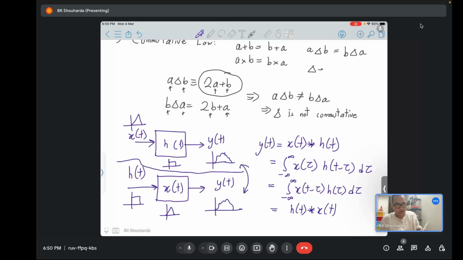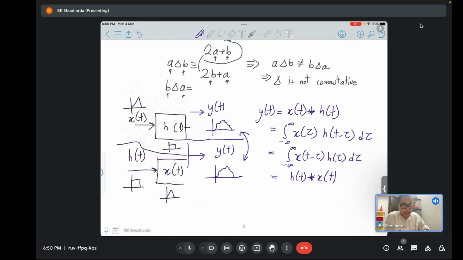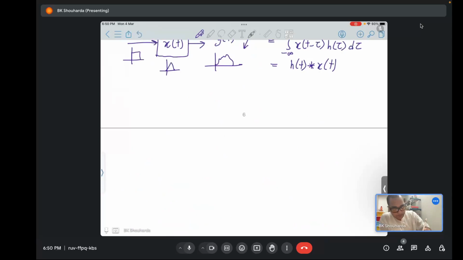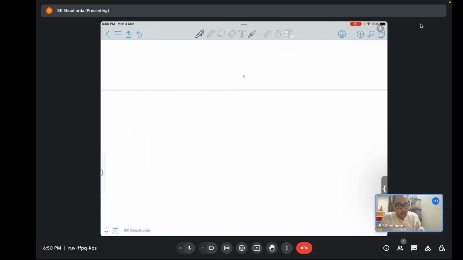Whether I give a triangular input to a system whose impulse response is a square, or vice versa, that means I give a square input to a system whose impulse response is a triangular shape, both the outputs of the system will be the same. This is the commutativity. This is mathematical in nature, and I can't give too much of a physical explanation to it.